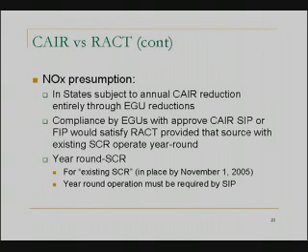For NOx, there's a presumption, again, in states that are subject to annual CARE reduction entirely through electric generating unit reductions, that compliance by EGUs with the approved CARE SIP or FIP would satisfy RACT, provided that a source with existing selective catalytic reduction would operate year-round. Now, what do we mean by existing SCR? The rule defines existing SCRs as those that were put in place by November 1st of 2005. And for those existing SCRs, the NOx presumption is only available to states if there's an enforceable requirement for year-round operation for those existing SCRs.